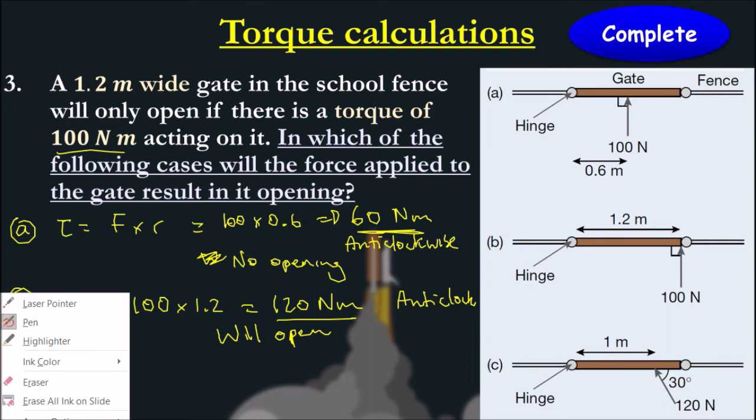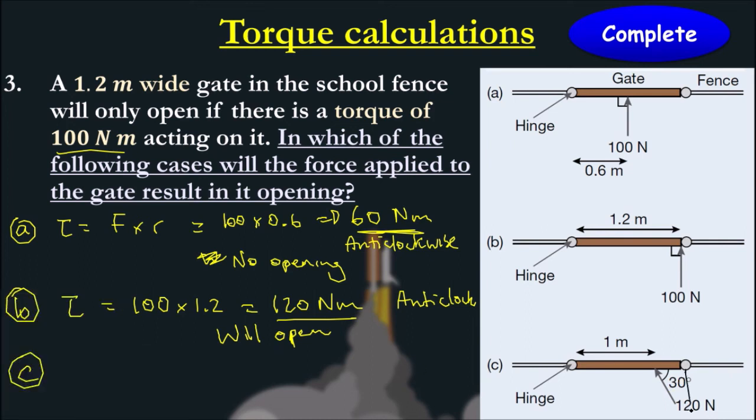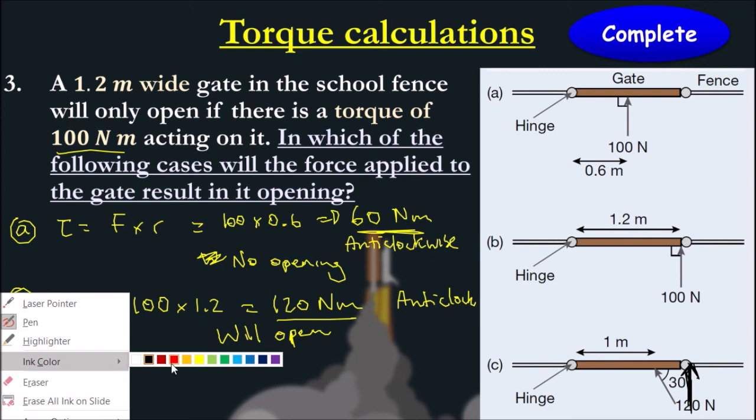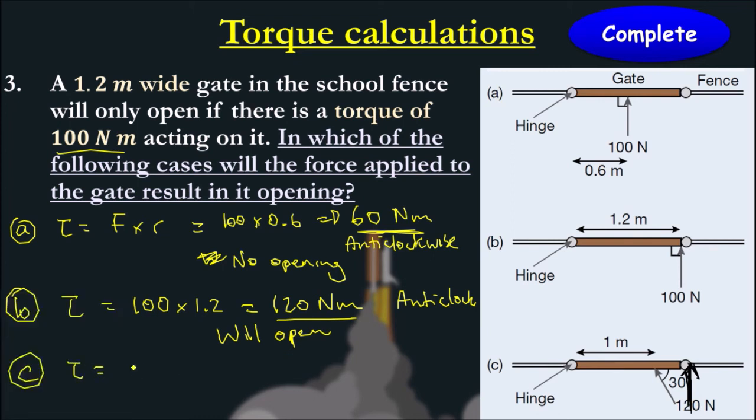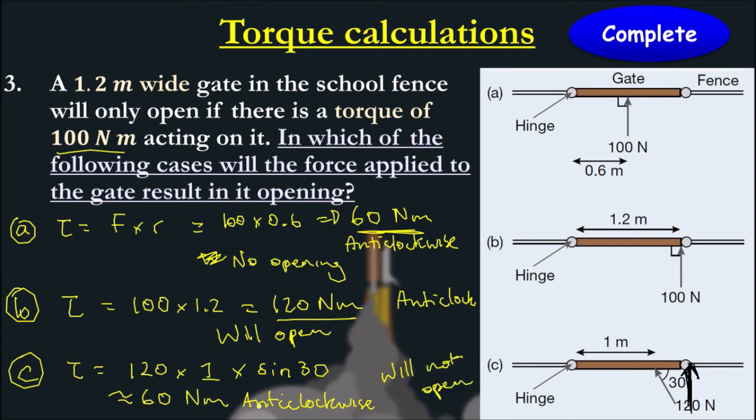So it's 30 degrees, which means that the torque we want to find is this perpendicular component of the triangle. So let's have a look. We have torque. It's 120, with a radius of 1, and it's sine 30 degrees. And that gives us approximately 60 Newton meters, again anti-clockwise. And again, as you can see, it will not open because it's just too low. Okay, so that's how you do that question there.